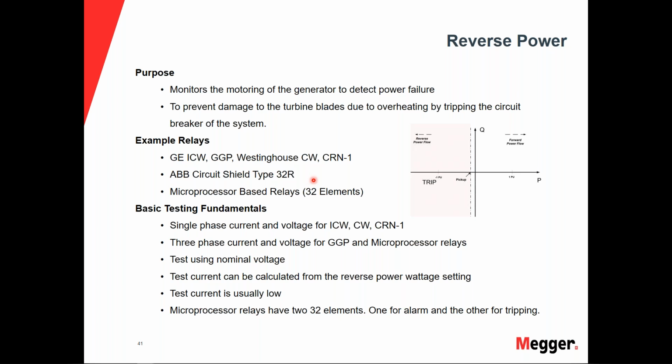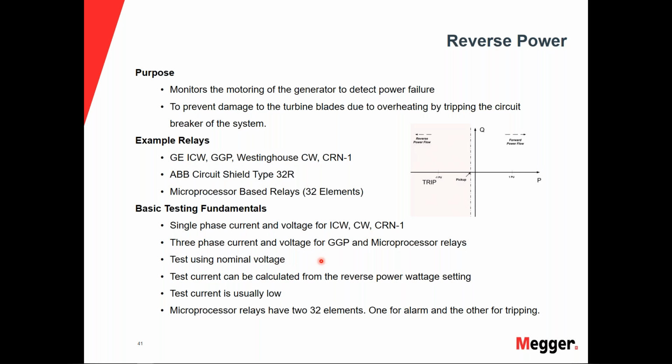What types of relays? We got a GE electromechanical style relay, the GGP is pretty common. The ABB CRN relay, Circuit Shield, and then also any microprocessor relay with 32 elements, 32F, 32A, or 32R. It can be tested with single phase current and voltage. As for the electromechanical relays, you can test that way.